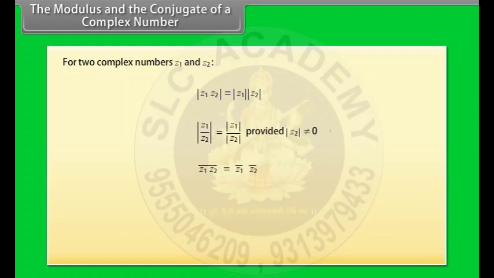Complex conjugate of product of z1 and z2 is equal to complex conjugate of z1 into complex conjugate of z2. Complex conjugate of z1 plus or minus z2 is equal to complex conjugate of z1 plus or minus complex conjugate of z2. Complex conjugate of z1 by z2 is equal to complex conjugate of z1 by complex conjugate of z2, provided z2 is not equal to 0.